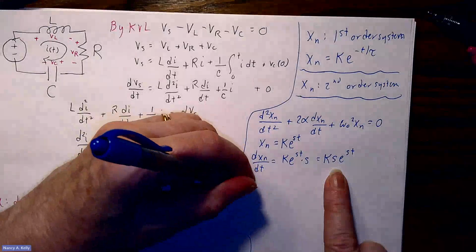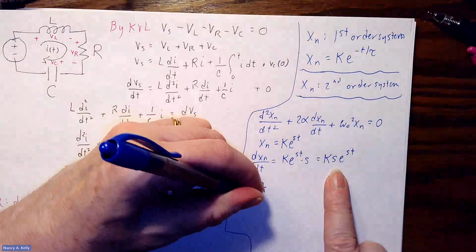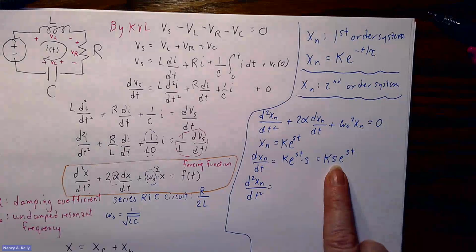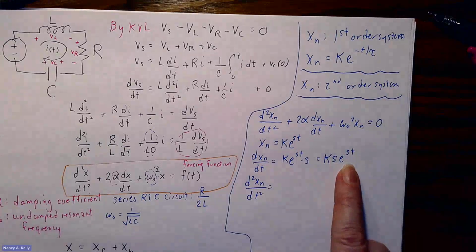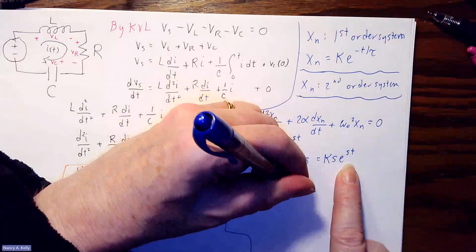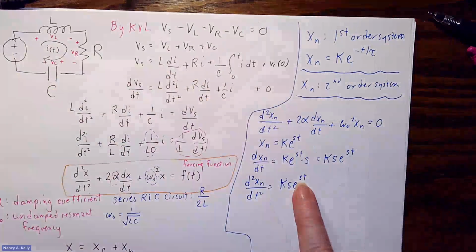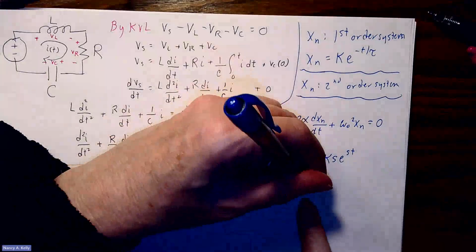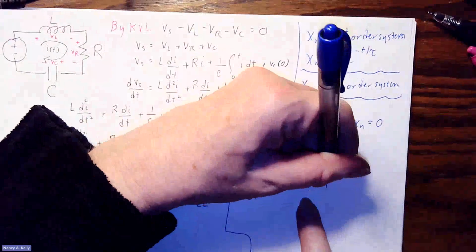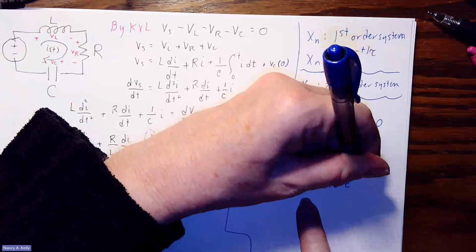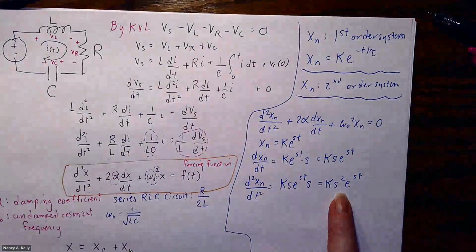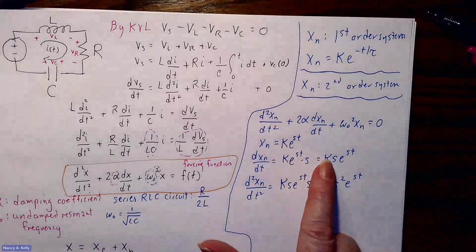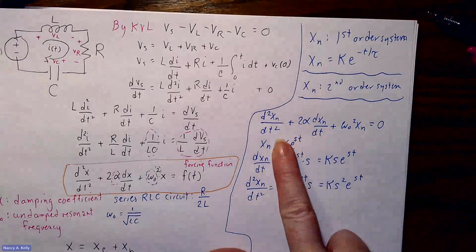The second derivative, d squared x sub n dt squared, we're going to take the derivative of this again, and we're going to get this expression, k s e to the st. Again, we need to take the derivative of this exponent with respect to t, and that's also going to be s again. So this is going to be k s squared e to the st. All right, so now we have the second derivative, we have the first derivative, and we have the function, and we can put all three of these values into this equation here.